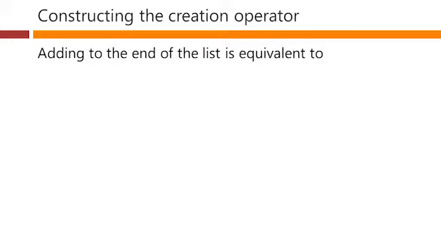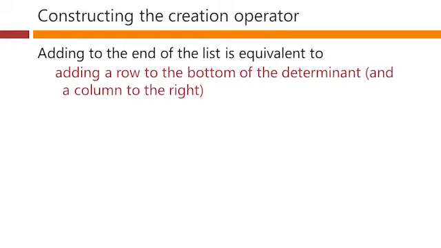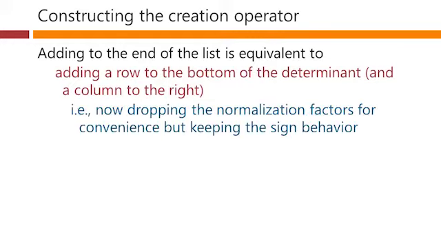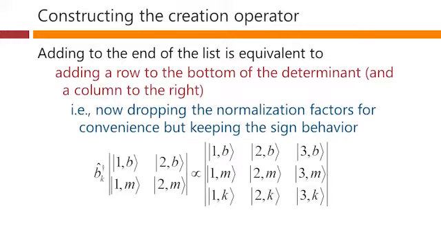Adding to the end of the list is equivalent to adding a row to the bottom of the determinant and a column to the right. So now, dropping the normalization factors for convenience but keeping the sign behavior, we're going to say that BK dagger does the following thing to a determinant. It adds a row on the bottom and a column on the right. And as I said, from this point on, we're not going to bother putting in the normalization factors in our algebra. We're more interested in the sign behavior.